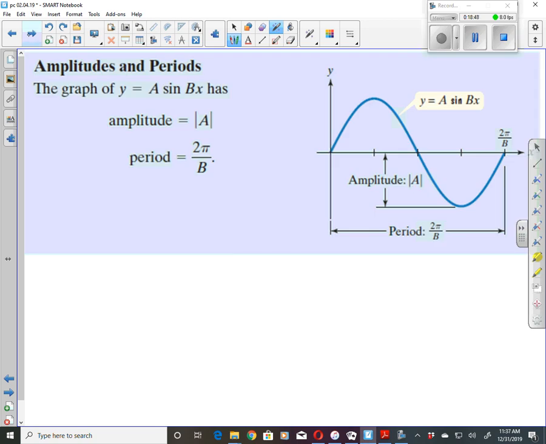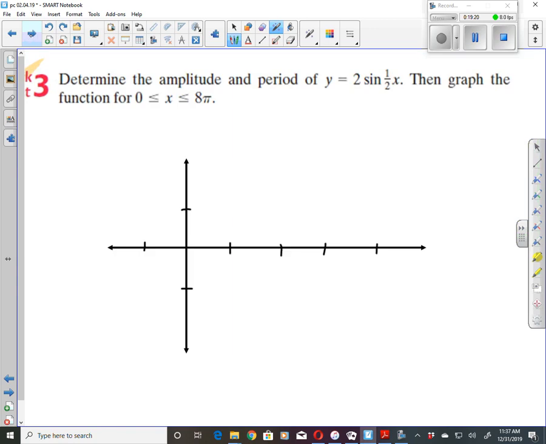Okay, we have b values. The amplitude was our a values. The b value now changes our frequency of the sine function. The period changes with a b value. So our period changes by dividing 2 pi by b. That is either going to stretch the graph or shrink the graph depending on what the b value is. So let's play with that a little bit.